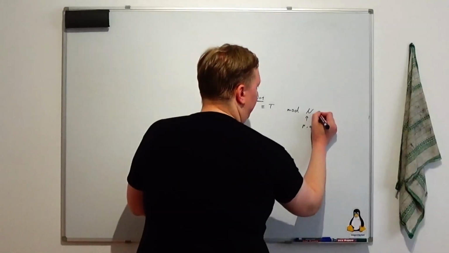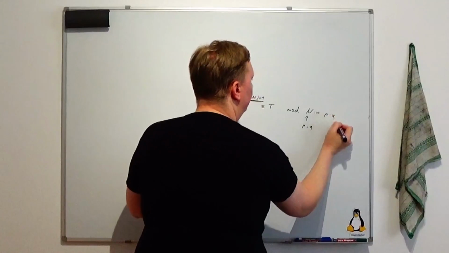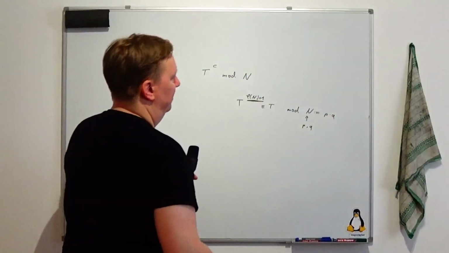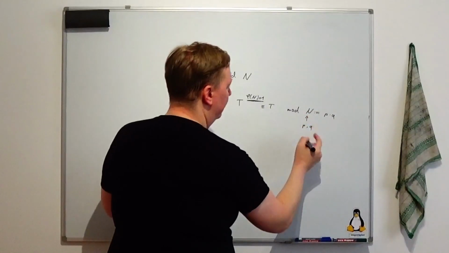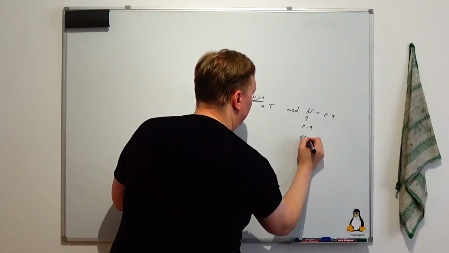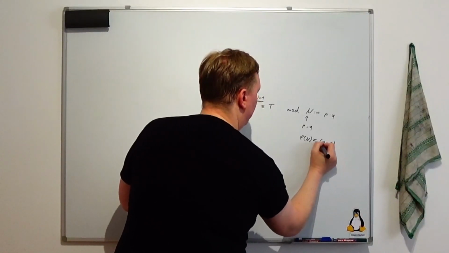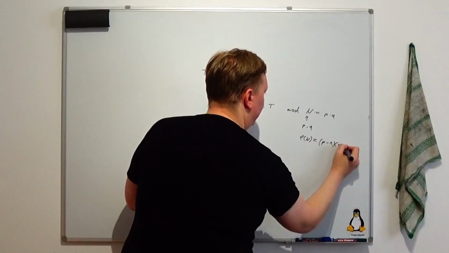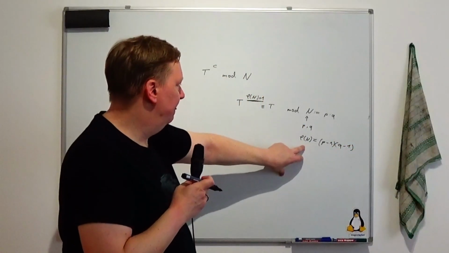Okay, so n is going to be p times q. And yeah, the phi function of n then is equal to p minus 1 times q minus 1. So then we have phi of n.